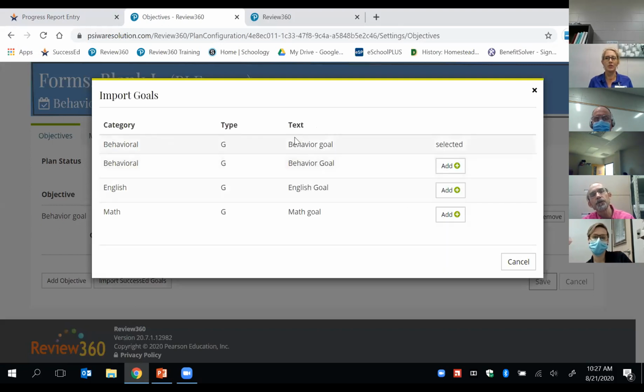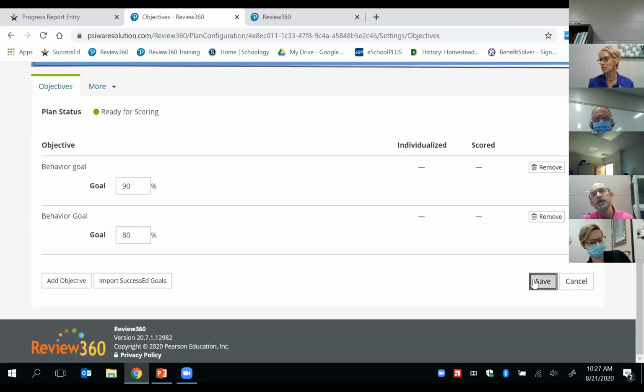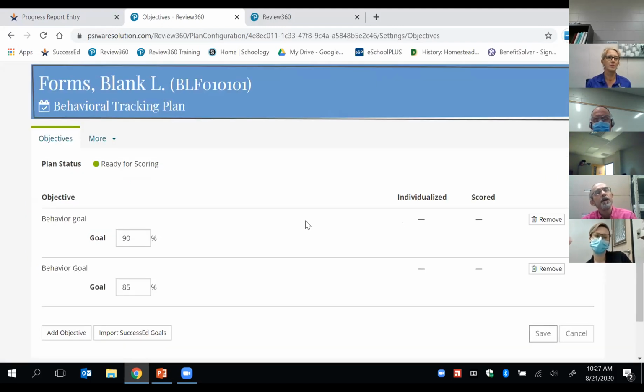And you can see the first one's already been selected, so you don't have to worry about double selecting anything. Click on Add. We're going to save that. And maybe we need to edit this one to 85%. Be sure to save. And we are done adding the objectives for this student.